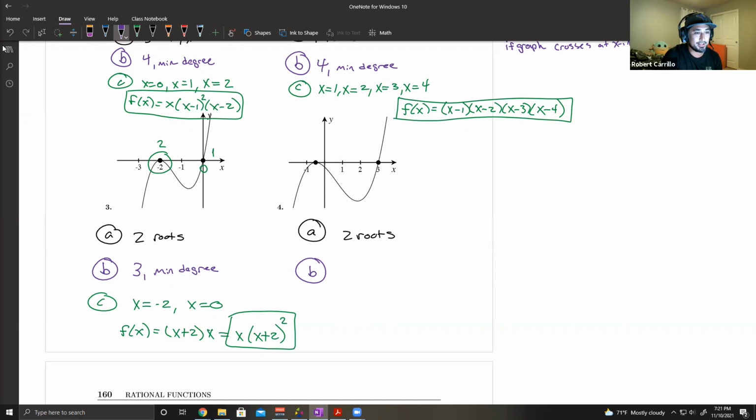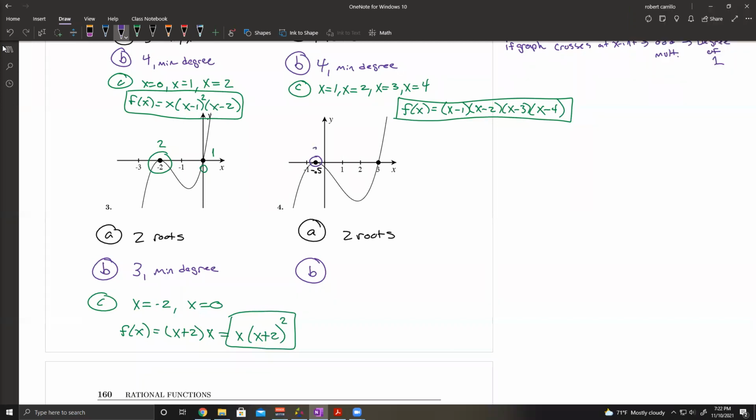Looks like it, right? There's -1, and that would be -0.5. There we go. Okay. So what is the graph doing at -0.5? Crossing or bouncing? Bouncing. So the minimum degree would be 2. And what is the graph doing at 3? Crossing. And that minimum degree would be 1. There you go.